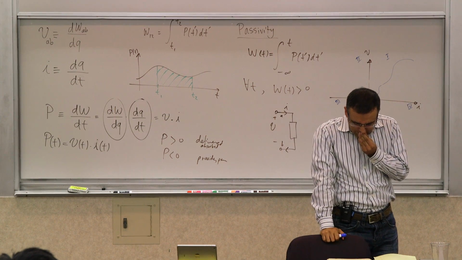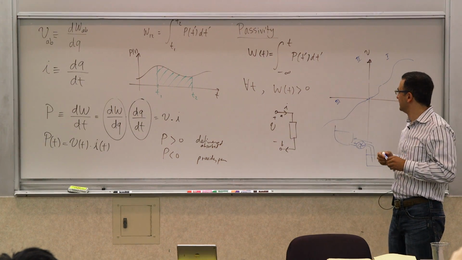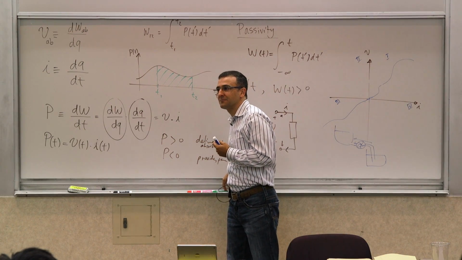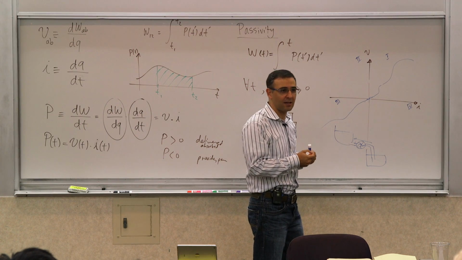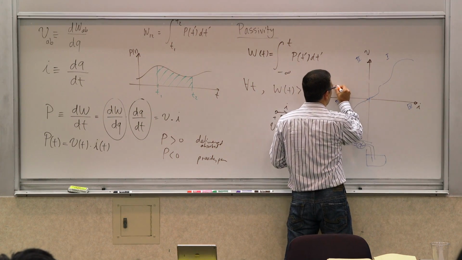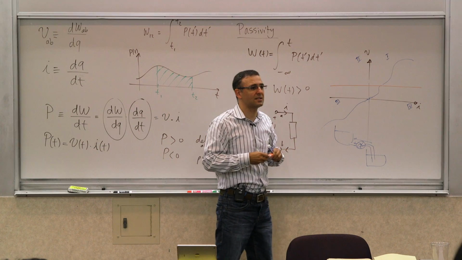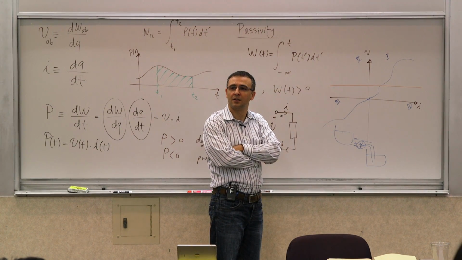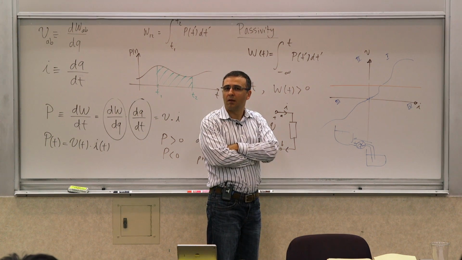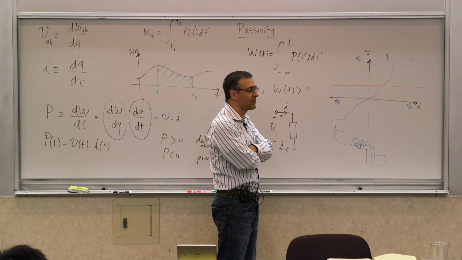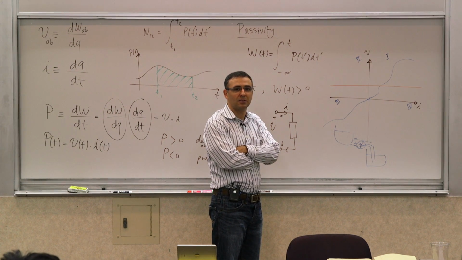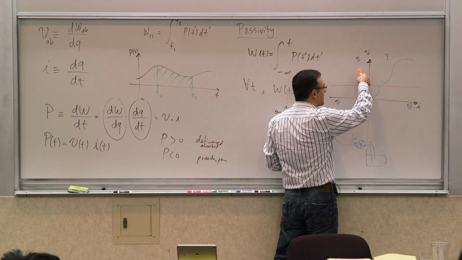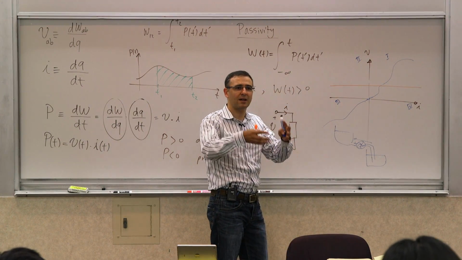Now, give me an example of an active. Let me give you an example and you tell me what it is. On the same IV characteristic, this is something that has this IV characteristic. It's some constant horizontal line, right? What is that? It's a battery. It's a fixed voltage source, right? It's something whose voltage is independent of its current. It provides a fixed voltage.